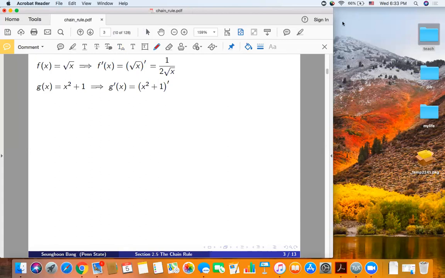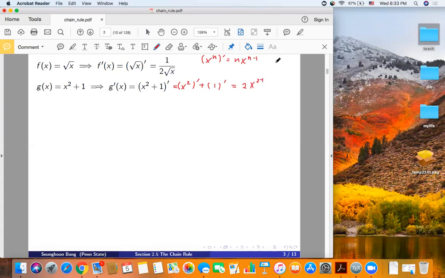This one? The 2x is right? 2x? Yup, this is 2x. This is the same as x squared prime plus the 1 prime. For x squared prime, you can use the power rule. x to the n prime is exactly the same as n times x to the n minus 1. So this is 2 comes down, x to the 2 minus 1.